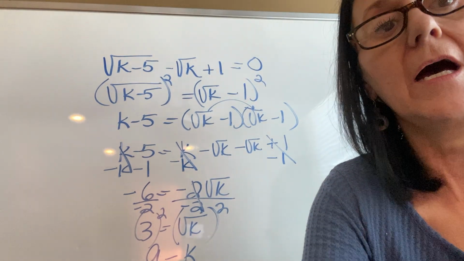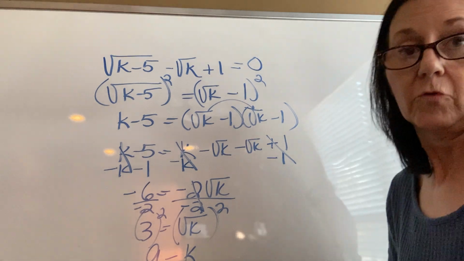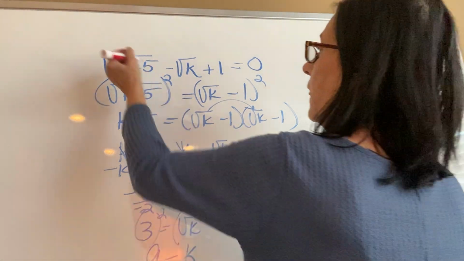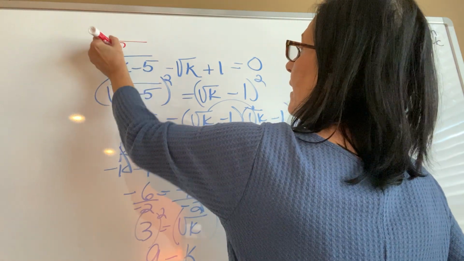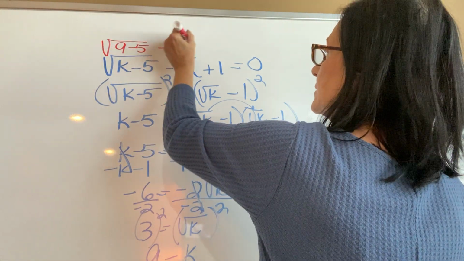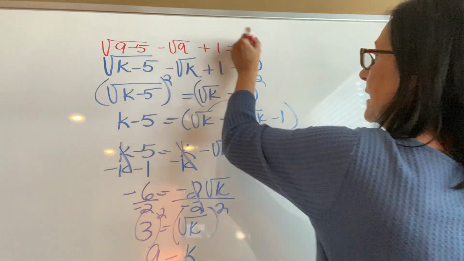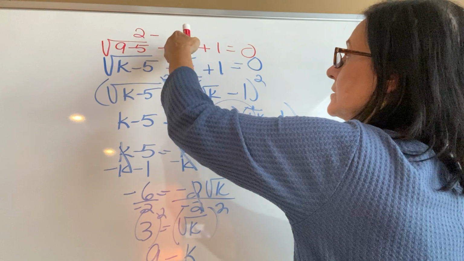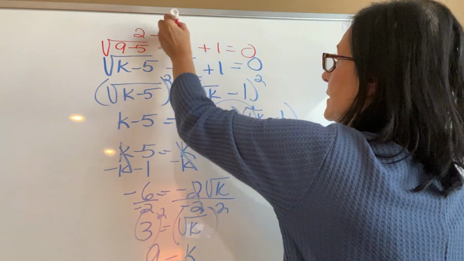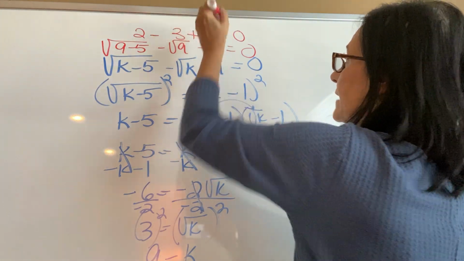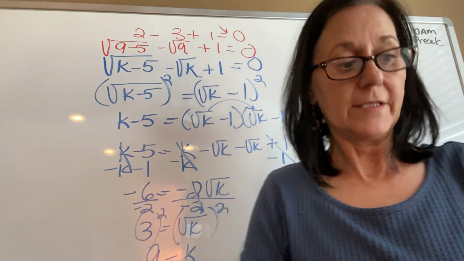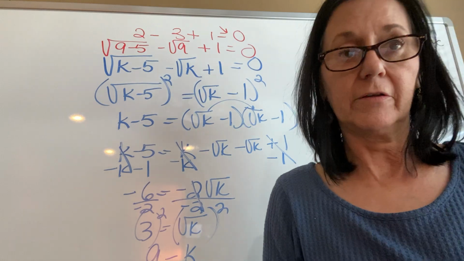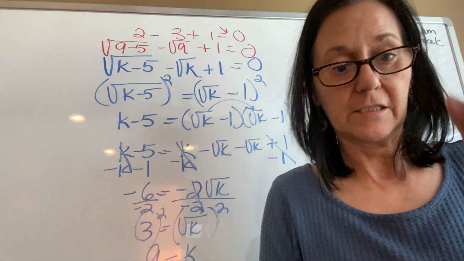All right, so I'm going to put 9 in for k. So we're left with the square root of 9 minus 5 minus the square root of 9 plus 1. Does that equal 0? That's 4. The square root of 4 is 2. Minus the square root of 9 is 3. Plus 1 equals 0. It does. You always, always, always have to check these solutions because not all of them are valid solutions.